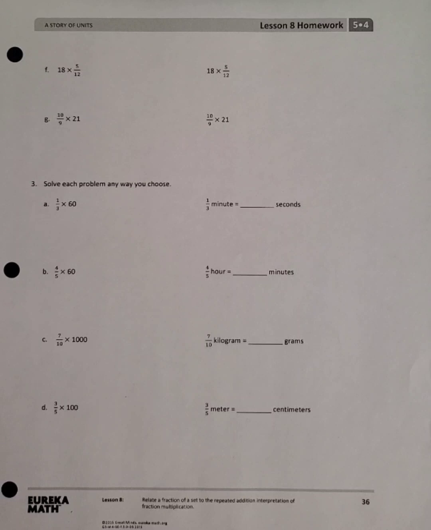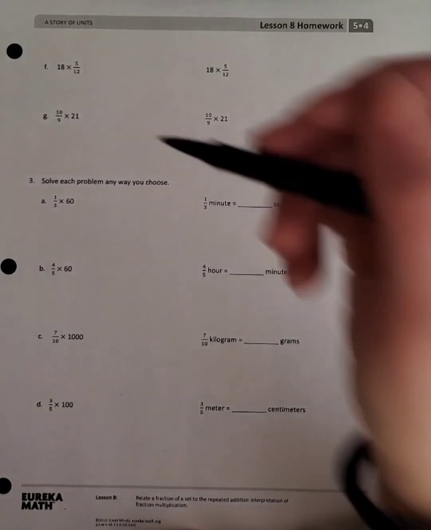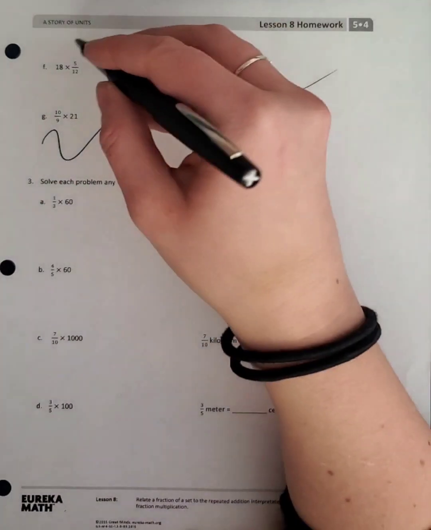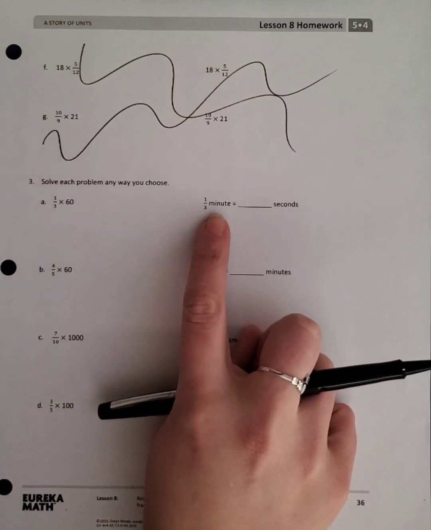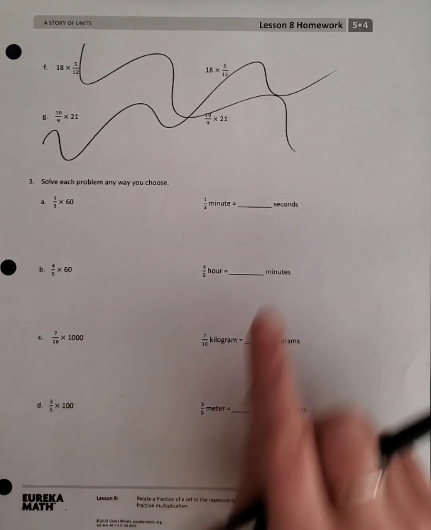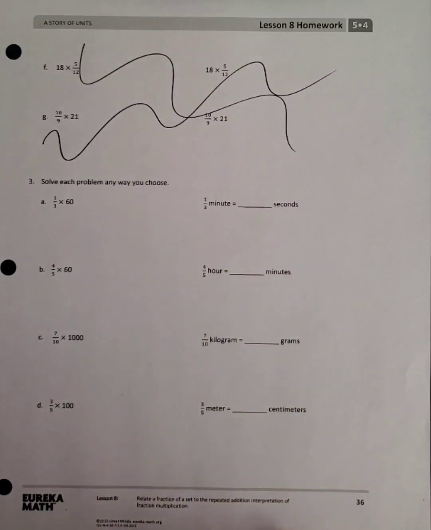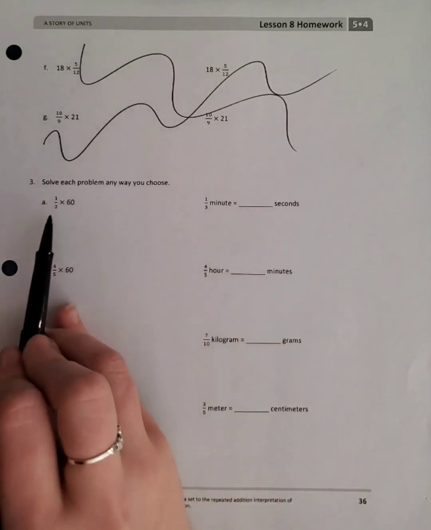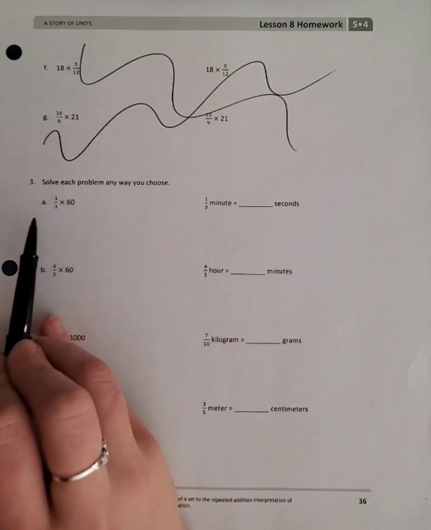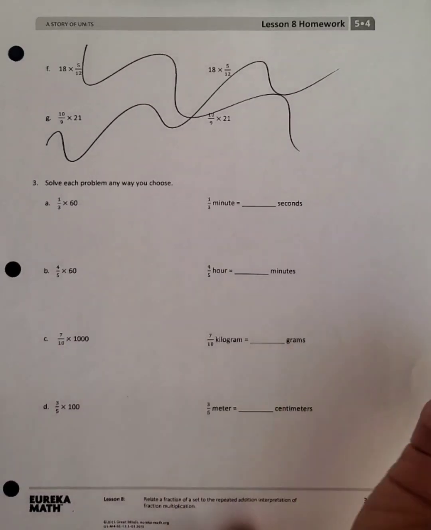So, let's look at our homework for tonight. 3A, B, C, and D on page 36. I said we already did enough of this stuff at the top, so we can skip that. We're focusing down here. We're converting 1/3 of a minute and telling me how many seconds that is. Well, you have to know there's 60 seconds in a minute. So we're doing 1/3 of 60, or 1/3 times 60. And so, 3 different strategies here.